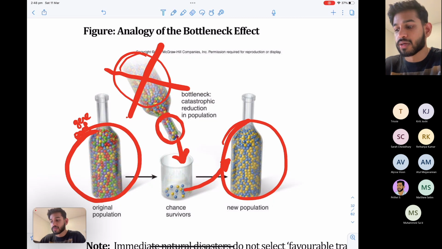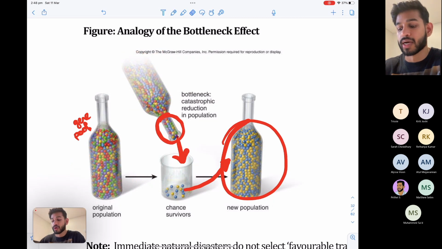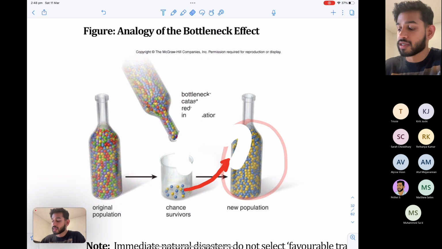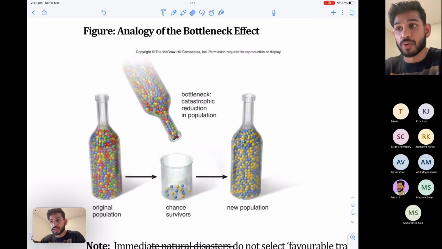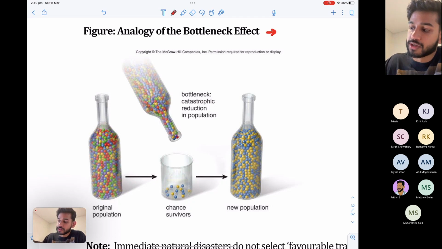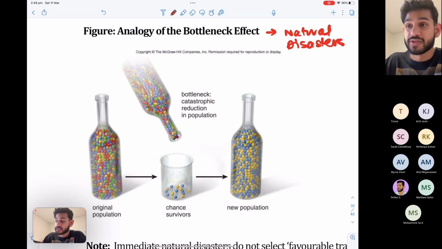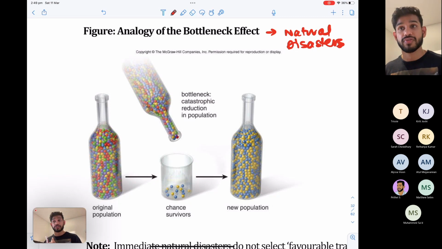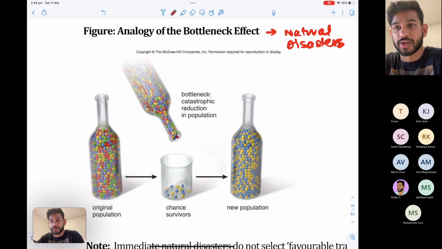Okay, so that's what we mean when we talk about the bottleneck. The bottleneck analogy is just to show you that the organisms or marbles at the neck of the bottle survive and they lead to a completely changed allele frequency. Good. So the bottleneck effect is used to explain natural disasters. And you'll actually have to say this in your exams, right? So you'd have to say an example of genetic drift is the bottleneck effect when natural disasters change allele frequency. Good.